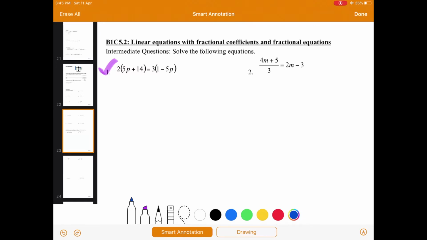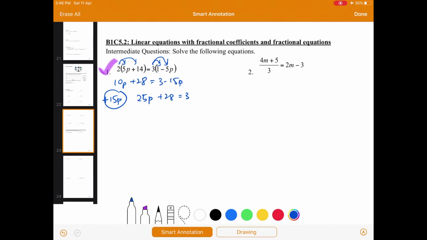Question 1. We can expand the terms first. So we will get 10p plus 28 is equivalent to 3 minus 15p. To solve this equation, we can add 15p on both sides. So on the left-hand side, after adding 15p, we are left with 25p. And the right-hand side, when you add 15p, it forms a zero pair and you have no more p terms.